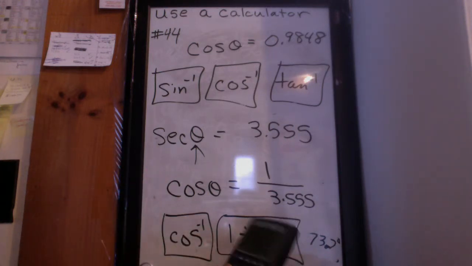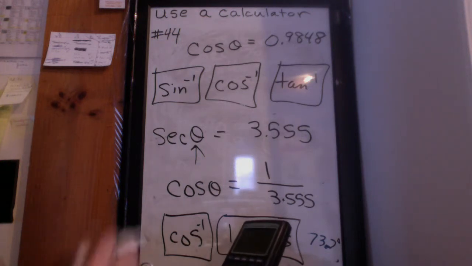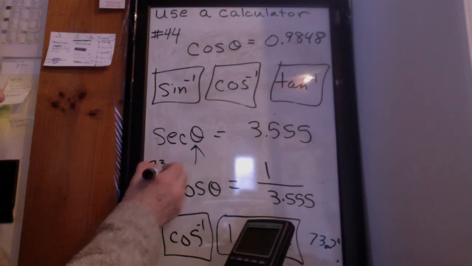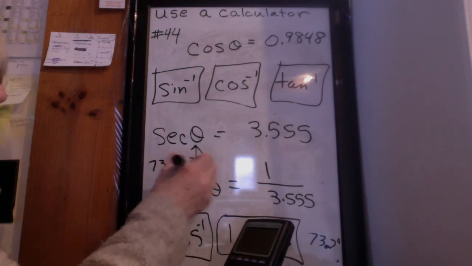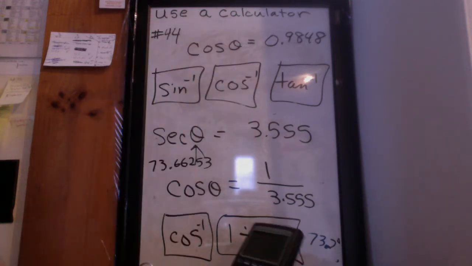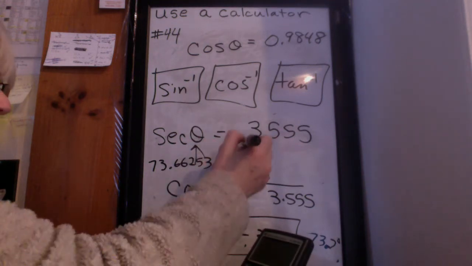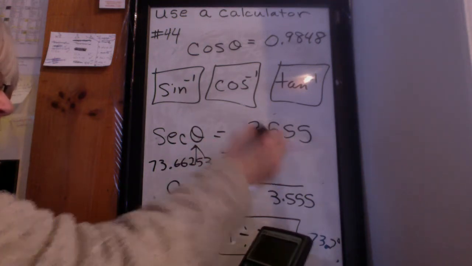So, I got my answer. I'm going to start right from scratch again. So, second cosine, 1 divided by 3.555, close parenthesis, and I get 73.66253, and it goes on forever. So I want degrees, minutes and seconds, so it's 73 degrees.